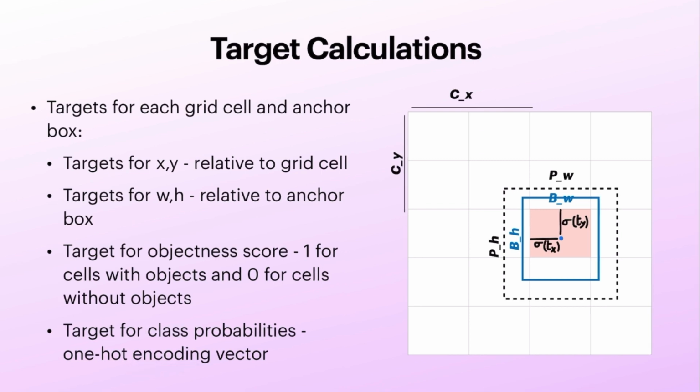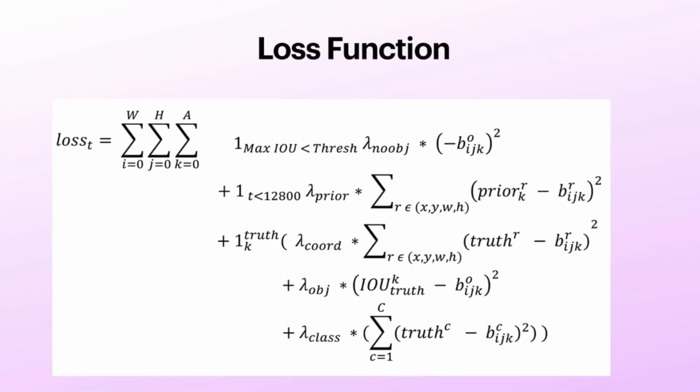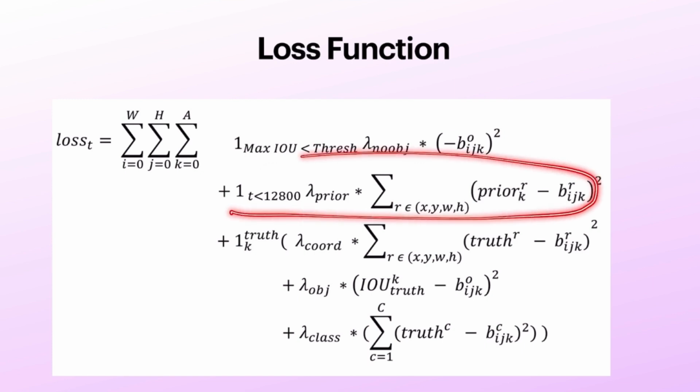This is all about the target calculations for YOLO-V2. It's almost the same as YOLO-V1. There is not much change. Now let us look at the loss function. This looks similar to YOLO-V1. We are still using squared error losses everywhere, but there are some minor modifications. Like, there is one extra term here.